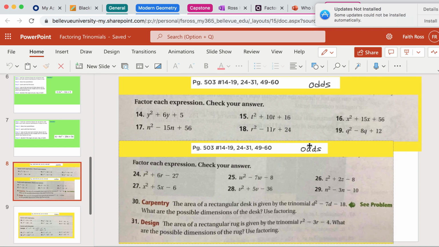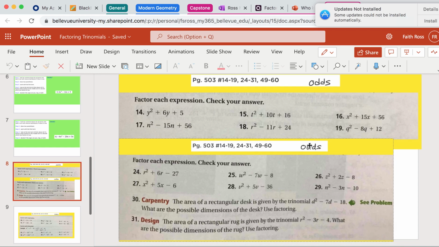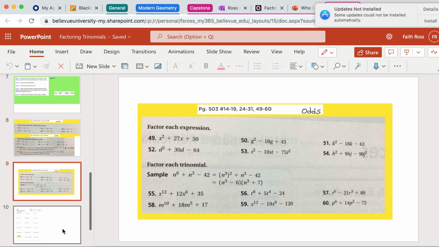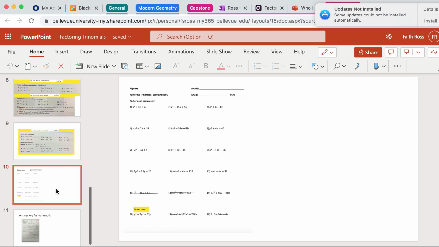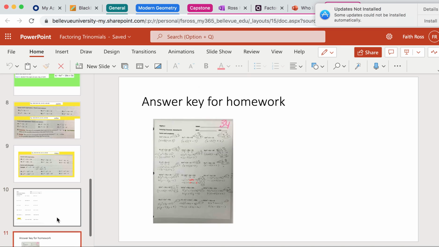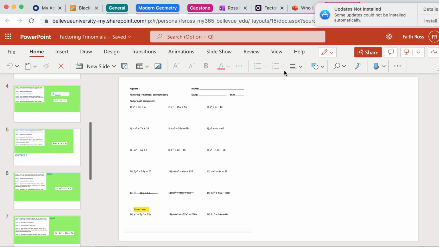I'm not going to make you do this though. Oh yes, no homework. And then if they needed extra practice, I would give them this. And then that's the key for the homework. And that is all.